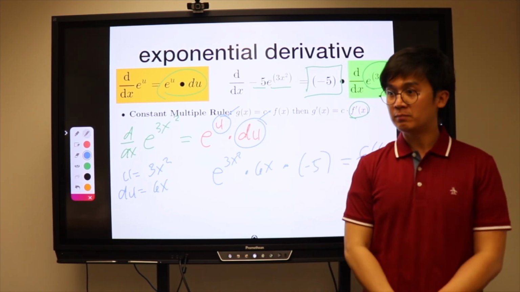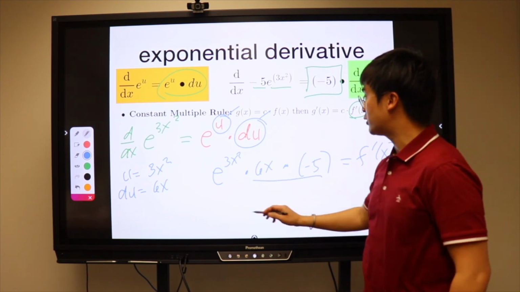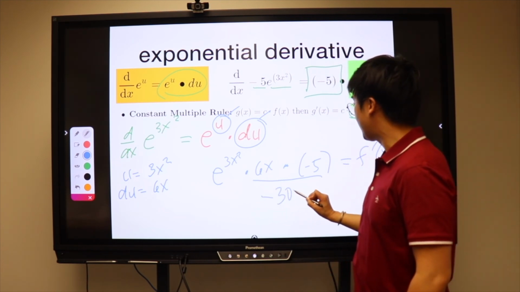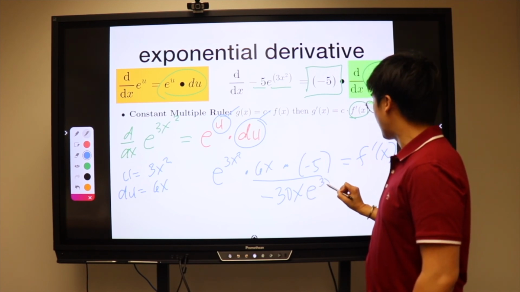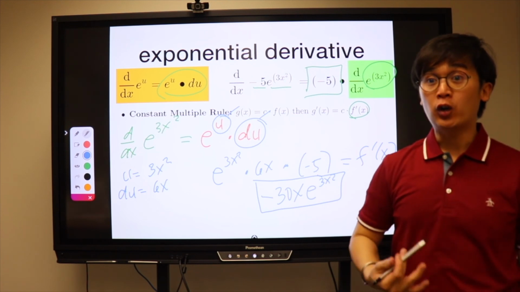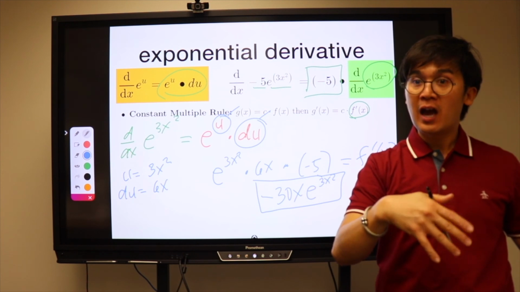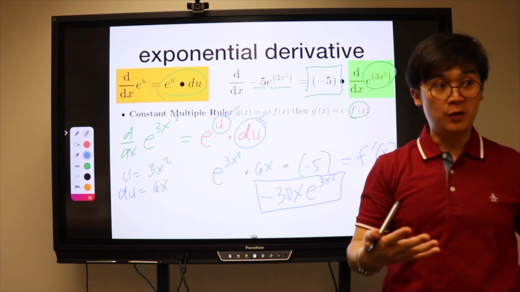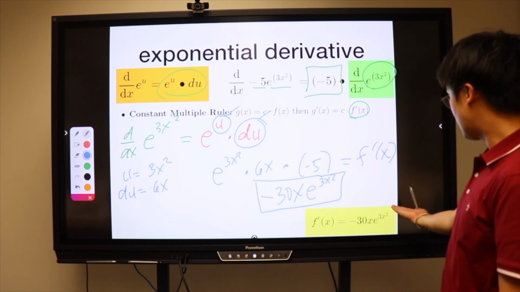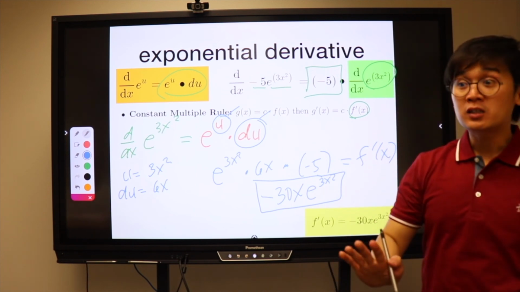Can we make it prettier? Yes. How are we going to make it prettier? Combine these two and we'll write it as negative 30x e to the 3x squared. That is the standard form of writing out your function: polynomial and then the natural logarithm or natural number. Okay? So that is your derivative. Negative 30x e to the 3x squared. Oh, so good. So trust the process.